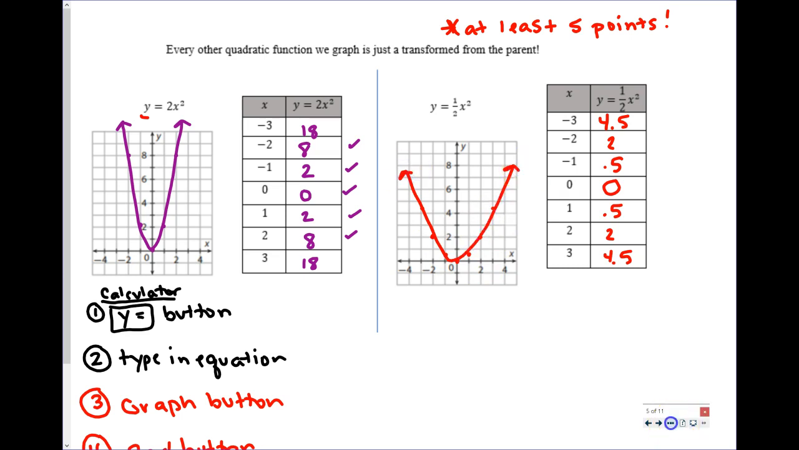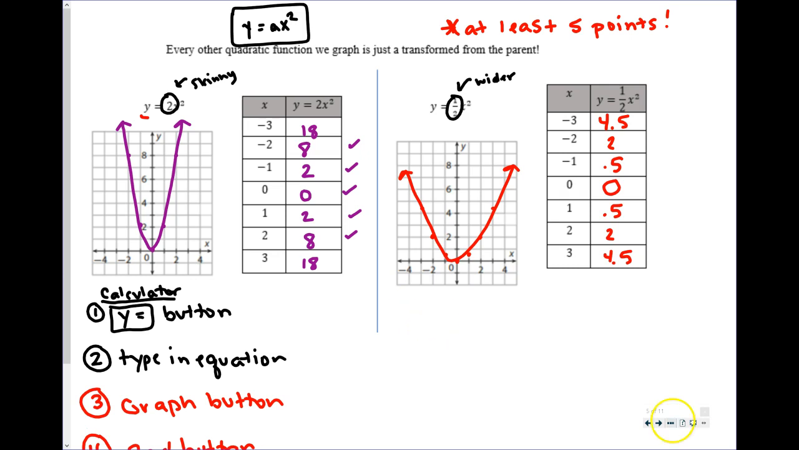Okay. Now remember that your parent function looks like this, right? y equals ax squared. That's your parent right there. Okay. So in this case, I've got a equaling 2, and I've got a equaling 1/2. Well, the 2 made it skinnier, right? This made it skinny. And this 1/2 made it wider. So we can kind of create a little rule for ourselves when we're thinking about a.